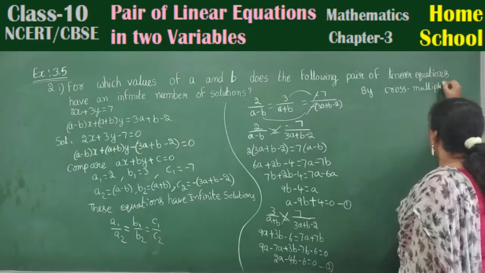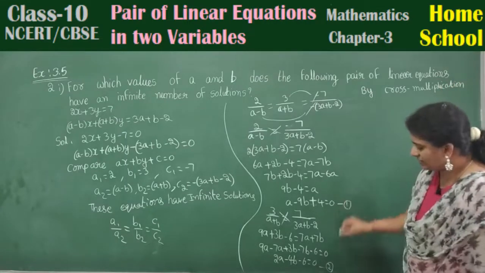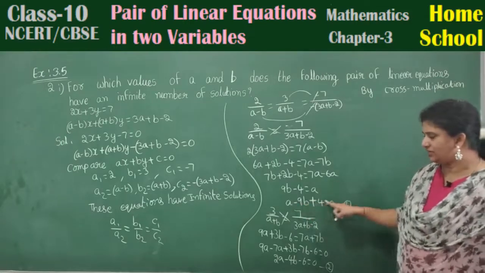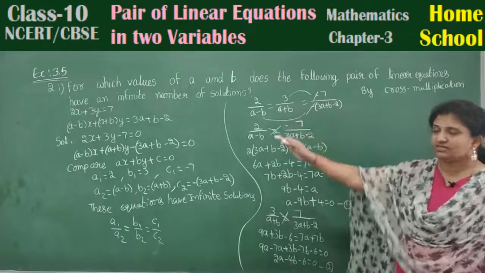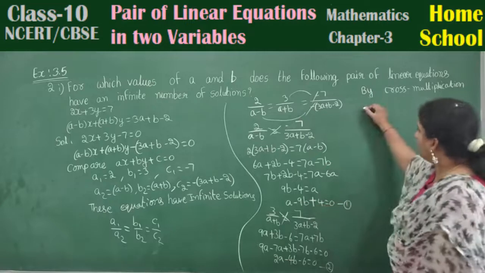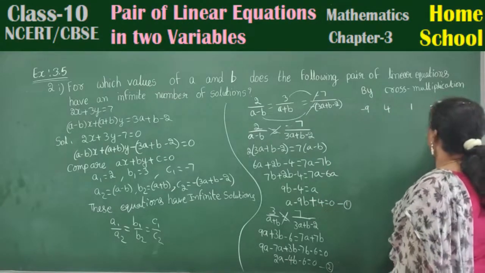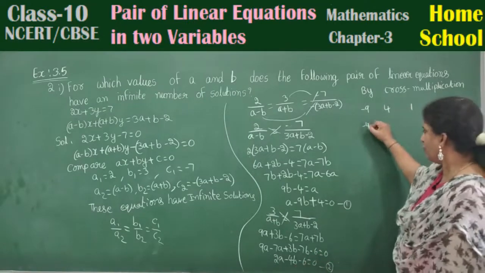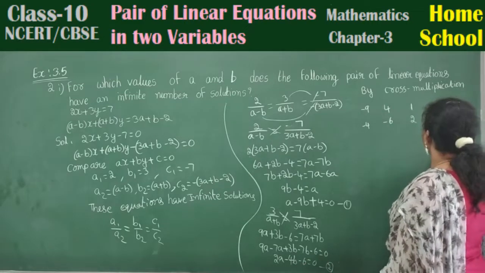By the cross multiplication method, this is equation 1, equation 2. You can identify A1, B1, C1, A2, B2, C2. Again, this A1, B1 is different and this A1, B1 is different. So now, minus 9, 4, 1, minus 9. For this equation, start from B: minus 4, minus 6, 2, minus 4.